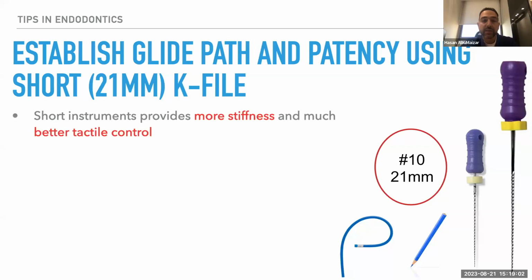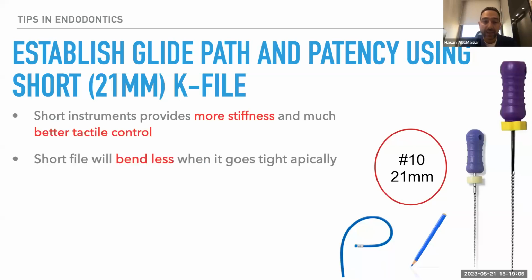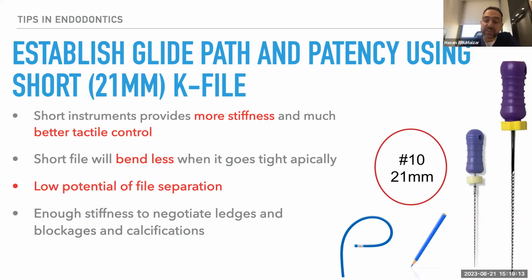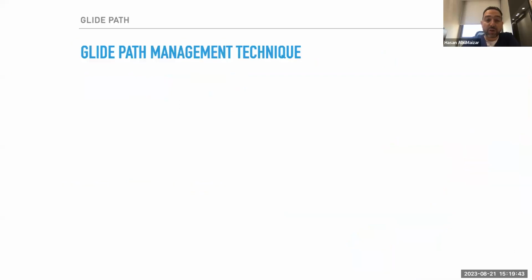So in order to have a better tactile sensation, to have the files bend less, to reduce the potential of file separation, and to have more stiffness, always use files number 10, not 8, because they will bend quickly and be distorted. And 15 is much larger than the 10. It's 50% larger, and it's not recommended to secure your glide path. It might create ledges if you have any internal curvatures in the canals. So file 10 would be your sword weapon to open up and secure your canals.